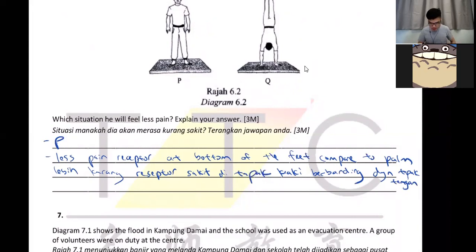Okay, so 3 marks. Let's go for another mark. So what should you say? Fewer pain receptors, or you can even say thicker skin. Thicker epidermis. Same story. Thicker epidermis at the bottom of the feet compared to your palm. That's why your feet don't bleed that easily. Your hands will bleed very easily.